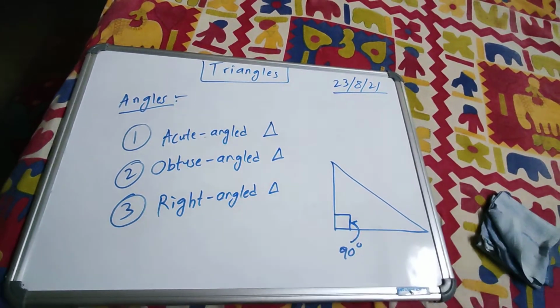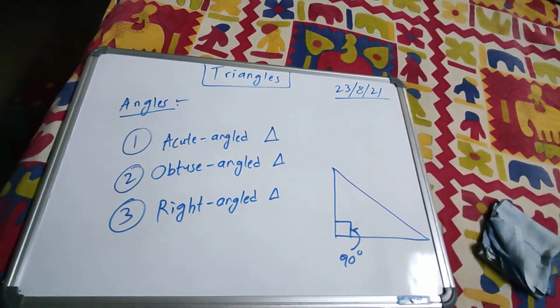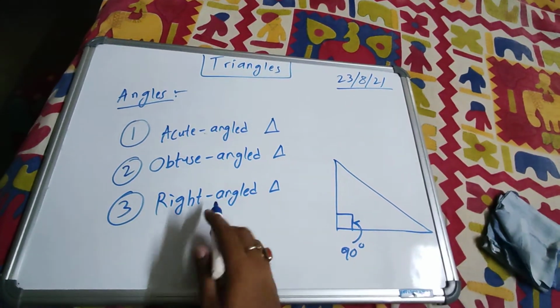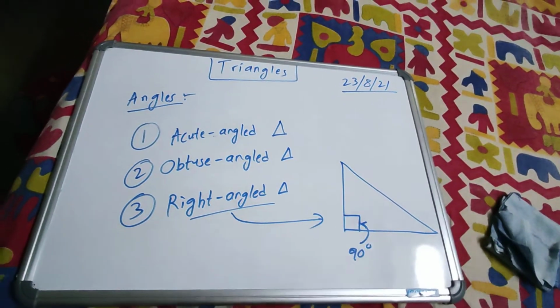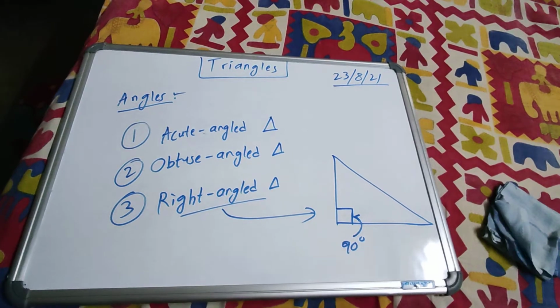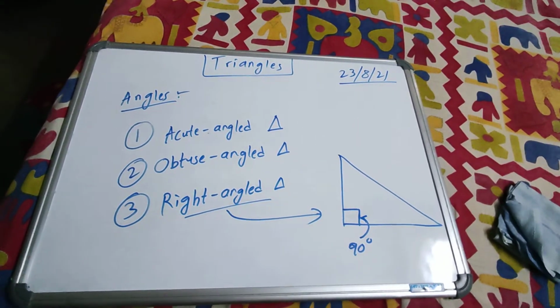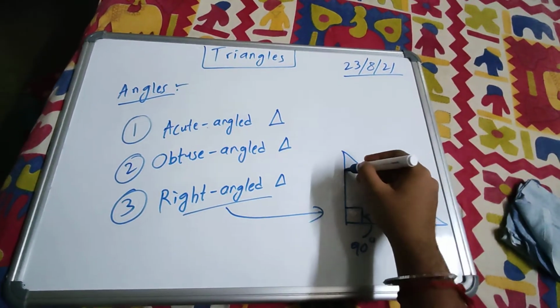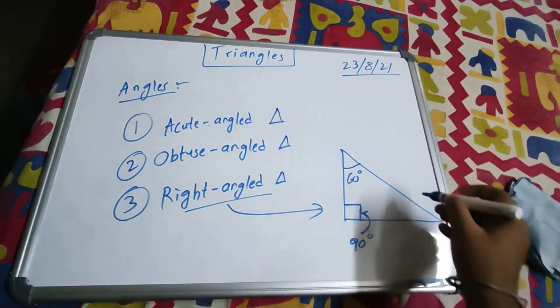Okay, that's why it is called a right angle triangle. So what is the meaning of right angle triangle? It means that any one angle of the triangle must be exactly 90 degrees, and the other two angles may be anything. Let's say this is 60 degrees and this is 30 degrees.